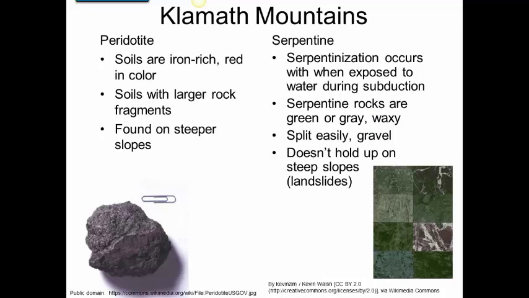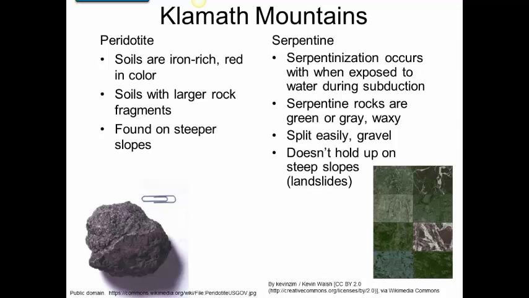So peridotite is an igneous rock. It generates soils that are red in color. It's really rich in iron, so when that iron oxidizes, the rock becomes red. It tends to stick together in larger fragments, so it generates really rocky soils. And because it sticks together and resists breaking down, we tend to see peridotite on steeper slopes compared to serpentine.